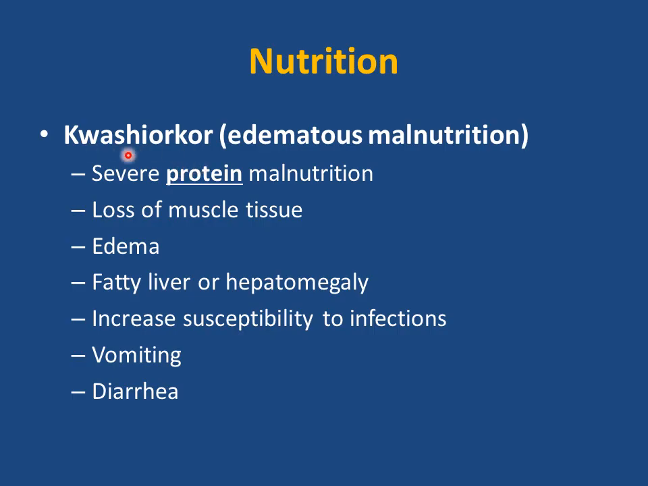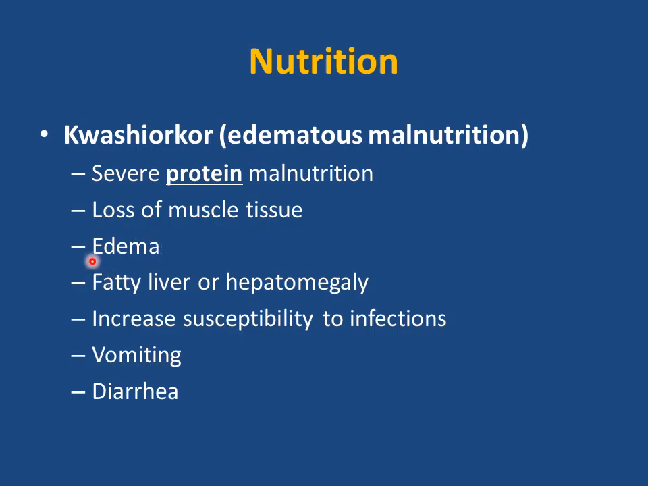Another classic example of severe malnutrition is kwashiorkor, edematous malnutrition. It is a severe protein malnutrition with adequate carbohydrate intake. So they are fine with the carbohydrate, but the problem is the protein. So they have loss of muscle tissue, so they are wasted, they are thin. Also, their face is puffy and they look edematous.